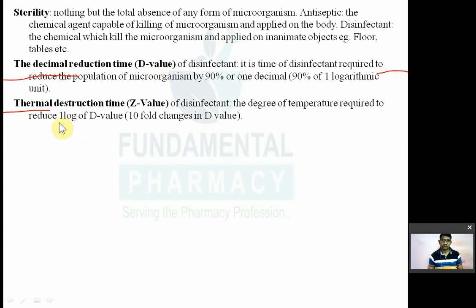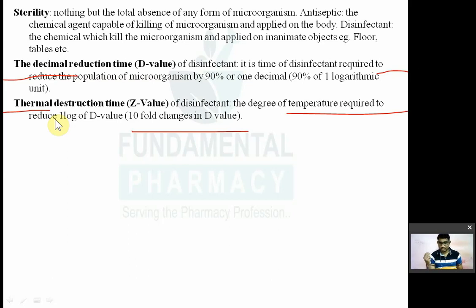Now what is thermal destruction time and Z value? The degree of temperature required to produce a 10-fold change in the D value. A question has already come on this. The Z value is the temperature required to make the 10-fold change in the D value; there were two or four options like this. So remember, Z value is the thermal destruction time, that is the temperature required to reduce the 1 log of D value, or in other words, to make a 10-fold change in the D value. How much temperature is needed to make a 10-fold change in the D value is called the Z value.